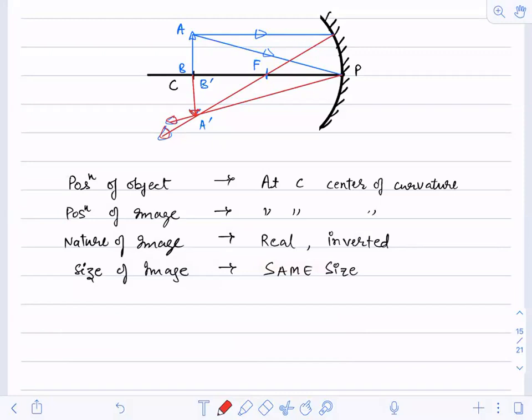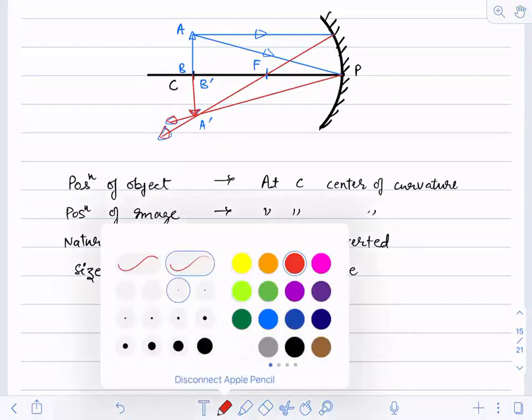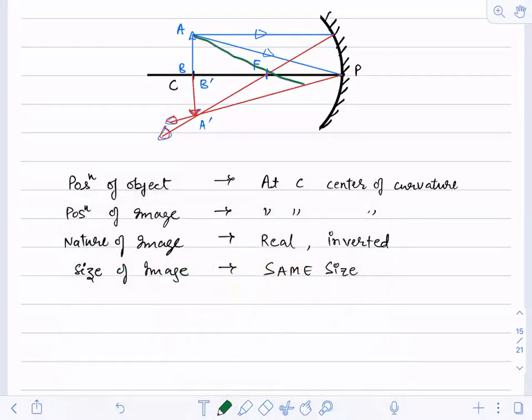Okay, now Hariharan asks, instead we can pass the ray through F and it is parallel to the principal axis and it will also intersect. Yes, you can do that also. You can pass a ray which passes through the focus. See, I can take a ray like this, which is passing through the focus.